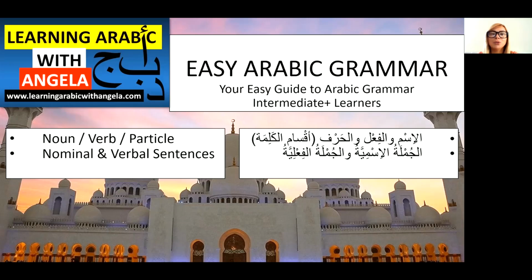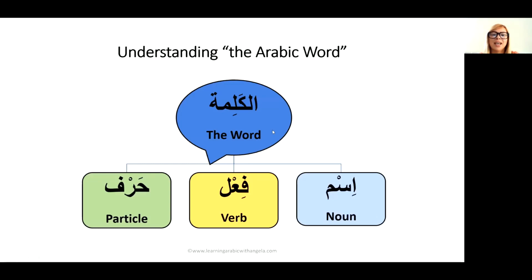Peace and hello and welcome to another lesson, this time in Arabic grammar. We're going to be discussing what constitutes a noun, a verb and a particle, and telling apart a nominal and a verbal sentence and why is it important to know the difference between both. Let's dive in. Any word in Arabic, kalima is a word.